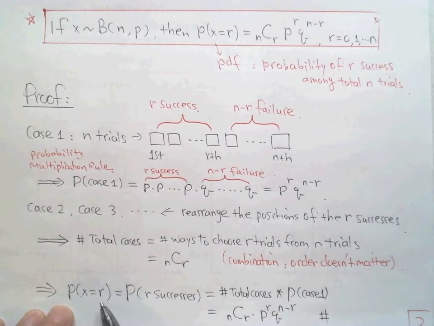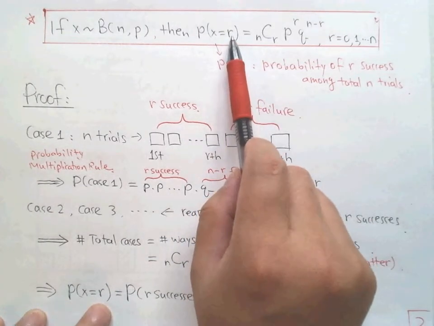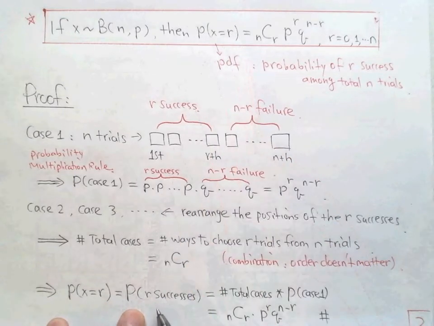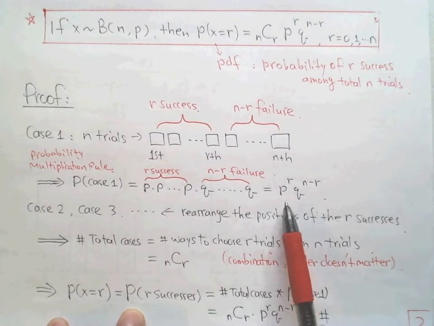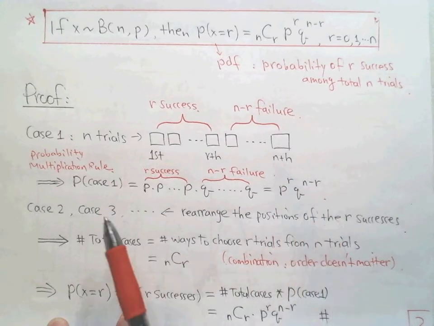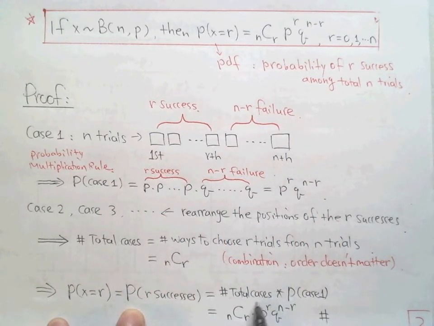This is the proof. If we want x equals r, this means exactly R successes. Each way of getting R successes is a case like case 1, and the probability we already know. This is the probability of case 1. But we already said how many cases there are: the total number of cases is this combination number.